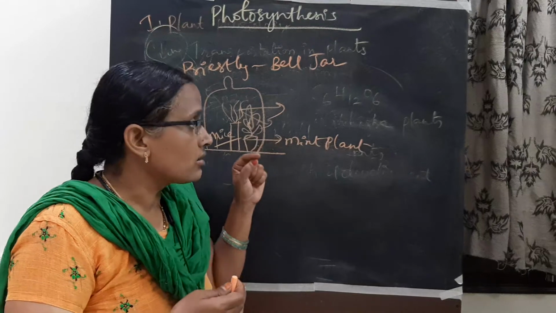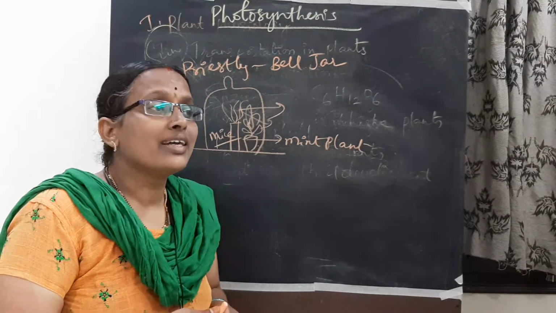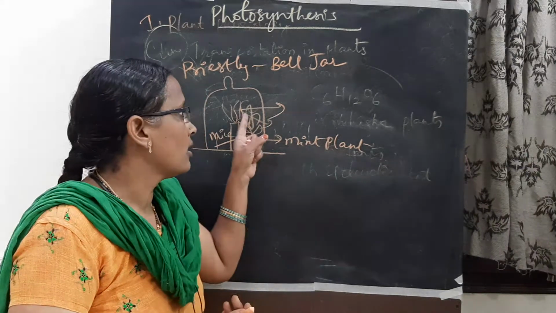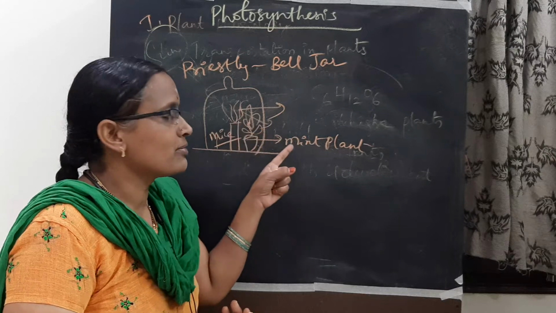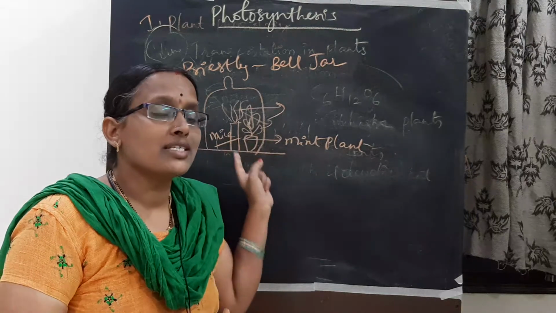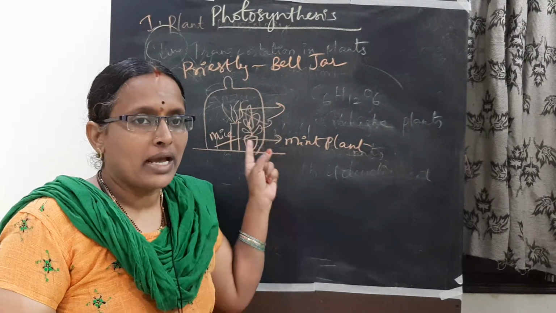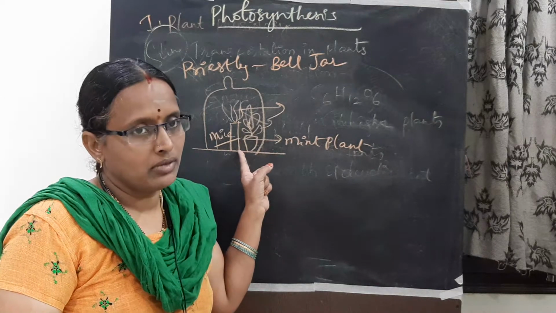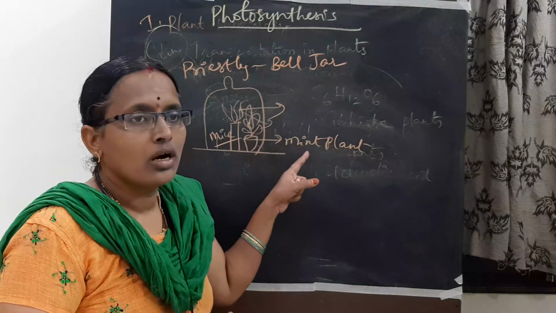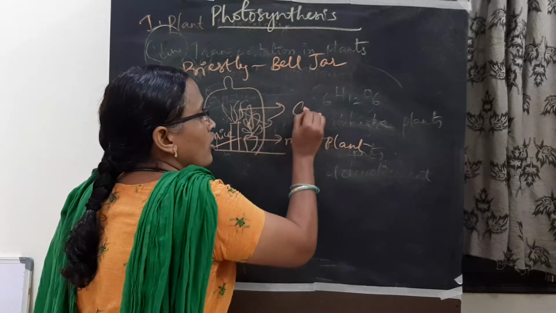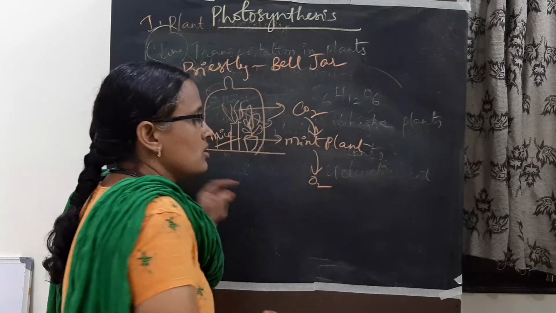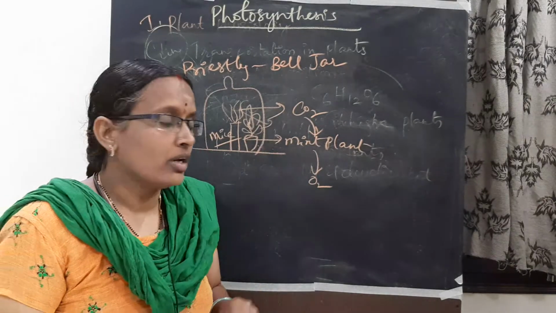So he hypothesized that the harmful gas that damaged the air of the bell-jar is absorbed by the mint plant, and the plant releases a gas which is essential for the survival of the mouse and the candle. We know that plants take in carbon dioxide and release oxygen. That oxygen is used for the survival of both.